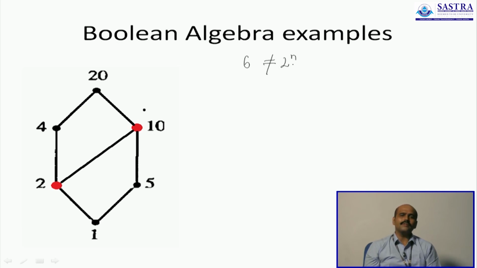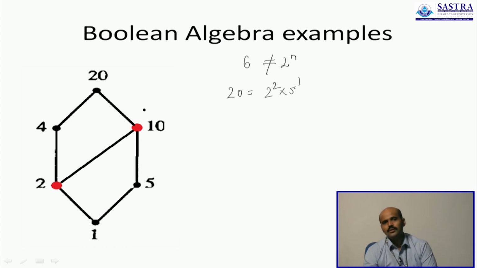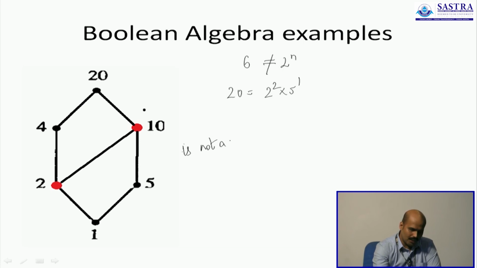And lastly, when you factorize 20, it's 2 raised to 2 times 5 raised to 1. You don't have 2 times 5. You have a different power of 2, a power of 2 that's different from 1. So it doesn't have 2 power n elements. It is factorized not as single powers of prime numbers, and hence it is also not a Boolean algebra.